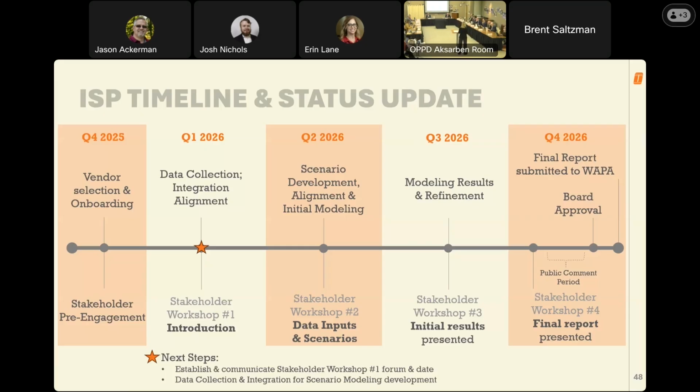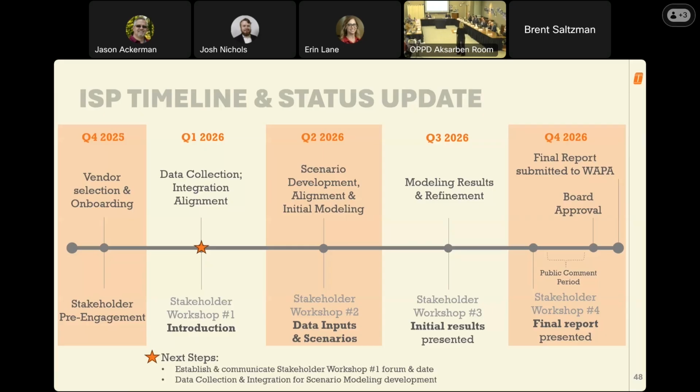Then in Q2, we'll move on to finalization of what those modeling inputs look like and what the scenarios look like, and conduct the bulk of the modeling in Q2. In Q3, we plan to finalize modeling and prepare initial results. And then in Q4, we should have final results, incorporate those results into a report, then come back to the board for approval of that final report before we submit that report to WAPA at the end of the year.